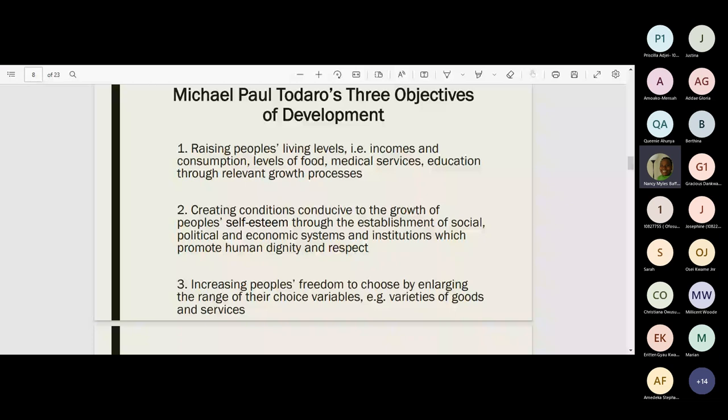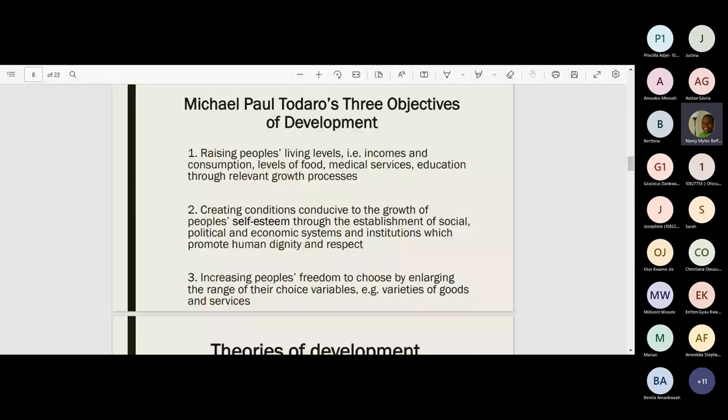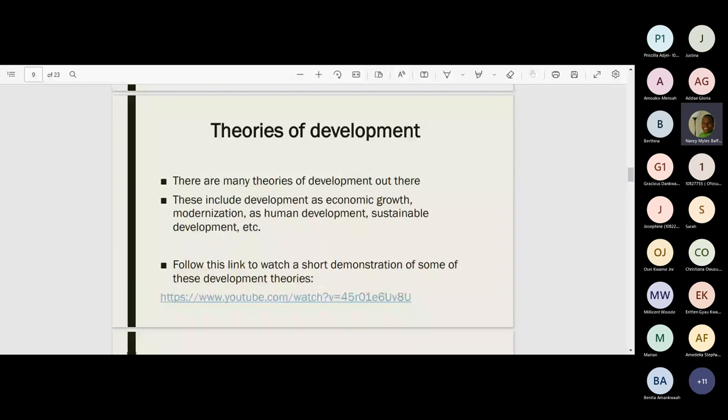That one can happen if you are looking out for systems and structures that enhance people's self-esteem. And at the same time, you are looking out for what? Giving them a raise, an improvement in their living conditions, like Priscilla Tremer emphasized. So the three together, according to Todaro, will be important key matters in determining a developed or a developing world. Very good. Any questions?